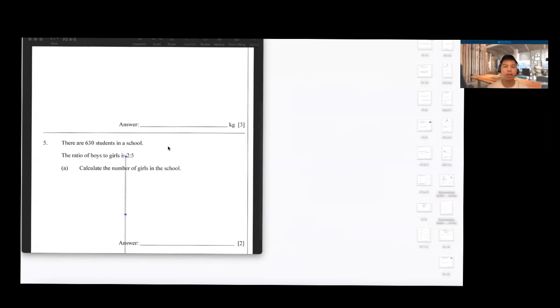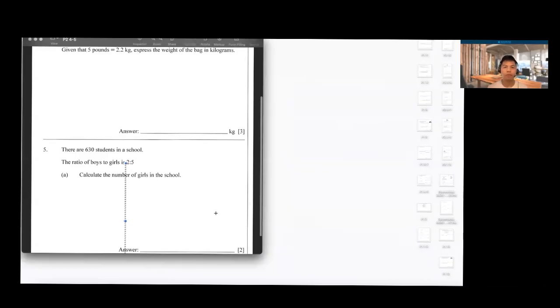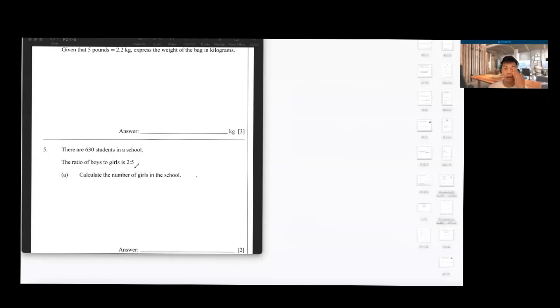Okay, number 5. Malia, can you read number 5? There are 630 students in a school. The ratio of boys to girls is 2:5. Calculate the number of girls in the school. Okay. The ratio of boys to girls is 2:5. So that's the ratio, 2:5. And there are 630 students.